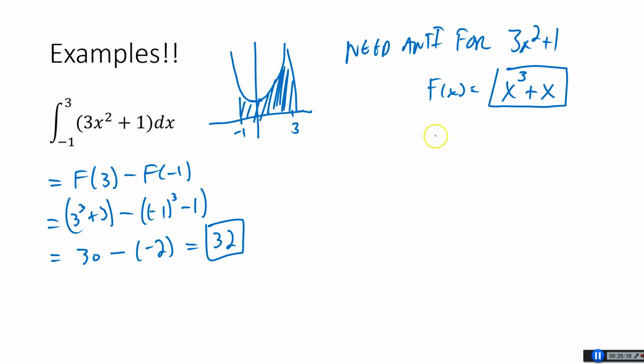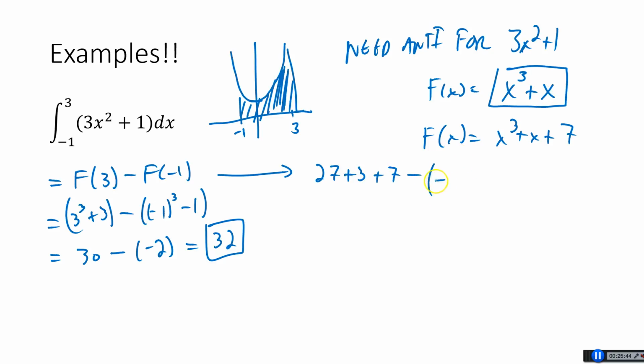Now let me show you why it doesn't matter which antiderivative we choose. Let's say we chose x cubed plus x plus 7. Because you can add any constant you want and it's still an antiderivative, because when you take the derivative of this, it's still 3x squared plus 1. Let's try plugging it in and see what happens. So F of 3 minus F of negative 1 would be 3 cubed is 27 plus 3 plus 7. Then we subtract off, negative 1 cubed is negative 1, minus 1 plus 7. Notice what happens to the 7s.